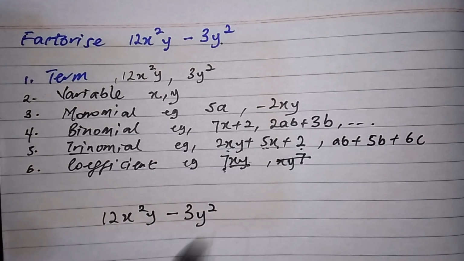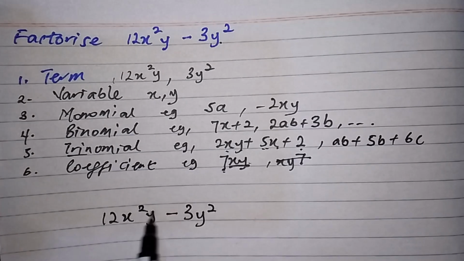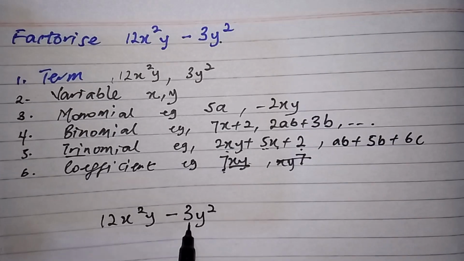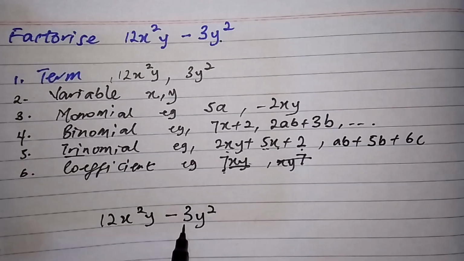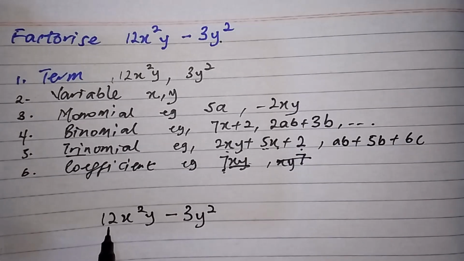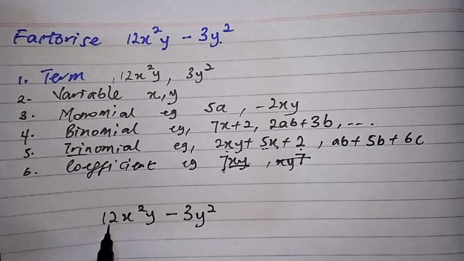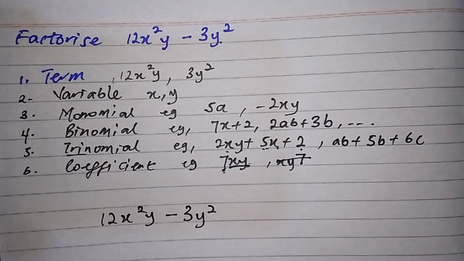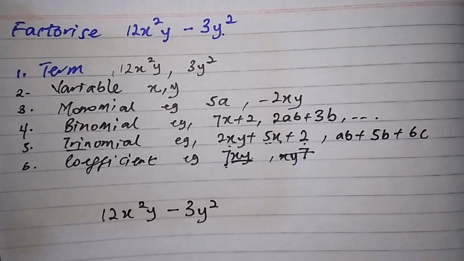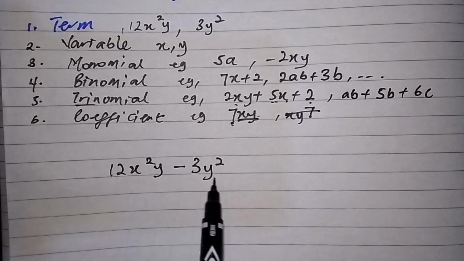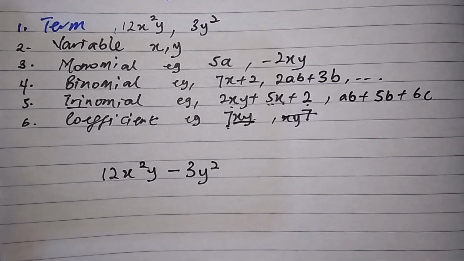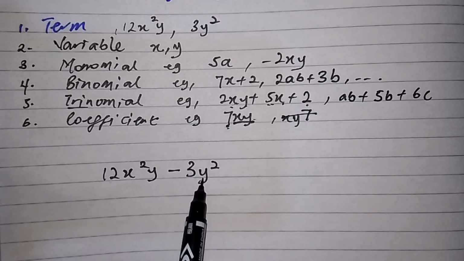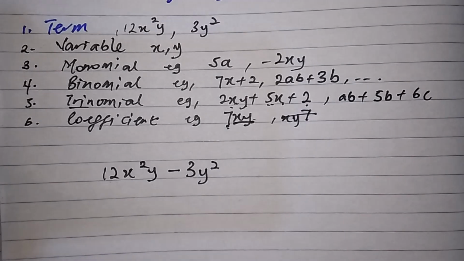Now when we consider this, we have 12x squared y, and we have 3y squared here. There is 12 here, there is no 12 here. But as you can see, 3 is a factor of 12, which means that both sides have a common factor of 3. So you have gotten one factor here. The next thing: there is x here, there is no x here, so it cannot be a common factor. Let's look at y. There is y here, there is another y here, so that's also another common factor.